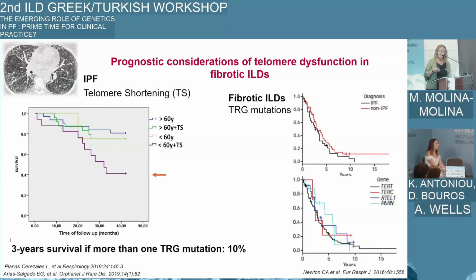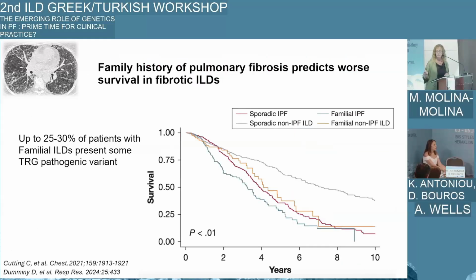And in our group, we identified that patients with telomere shortening who developed the disease earlier in time, younger than 60, had worse survival than the other groups of our patients with IPF. Furthermore, we identified that carrying more than one pathogenic gene variant conferred a 3-year survival of less than 10%. So it was even worse to have more than one telomere-related pathogenic gene variant. Later on, it has been evaluated in fibrotic HP, in CTD-ILD, and also in unclassifiable ILDs.